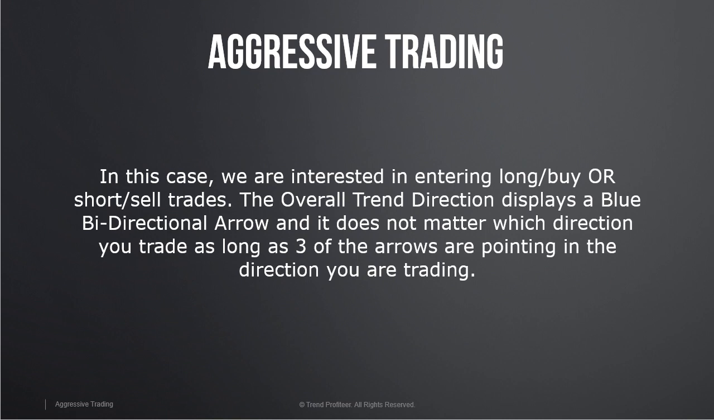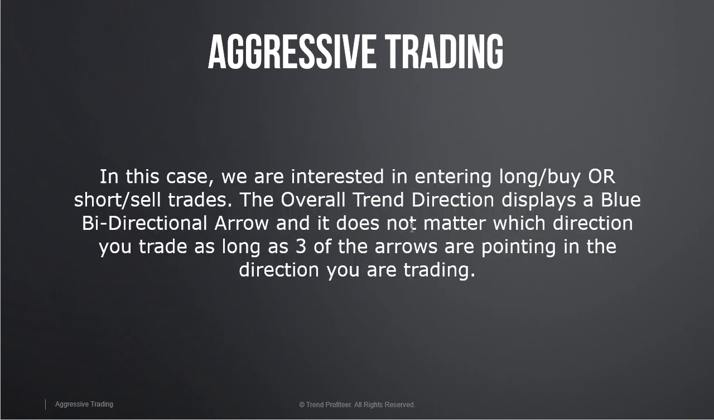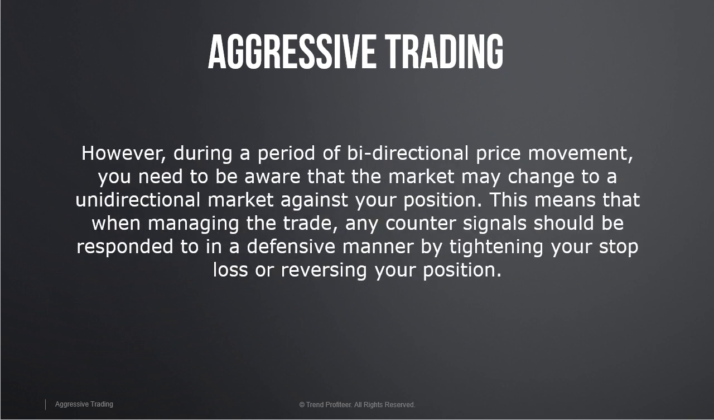So in this case, we're interested in entering long or buy or short/sell trades. The overall trend direction displays a blue bidirectional arrow, and it does not matter which direction you trade as long as 3 of the arrows are pointing in the direction you are trading. However, during a period of bidirectional price movement, you need to be aware that the market may change to a unidirectional market against your position, which is what I was saying previously.